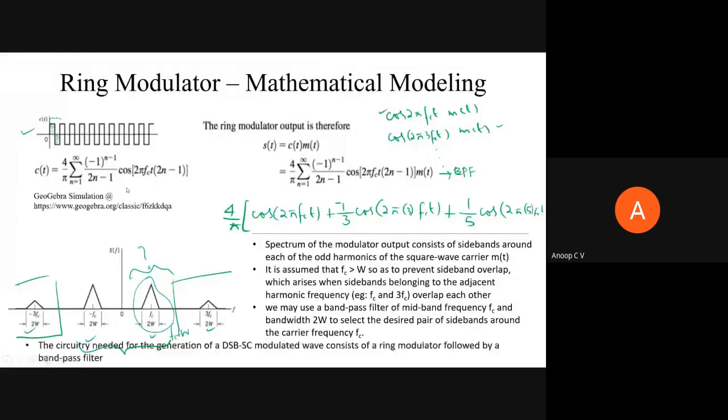One more thing you should keep in mind is that the circuit for generation of DSB-SC will consist of a ring modulator followed by a band pass filter. That is what you have to keep in mind. Only a ring modulator will not give you the required DSB-SC as such. It will have some additional components. To filter it out, we should have a band pass filter.